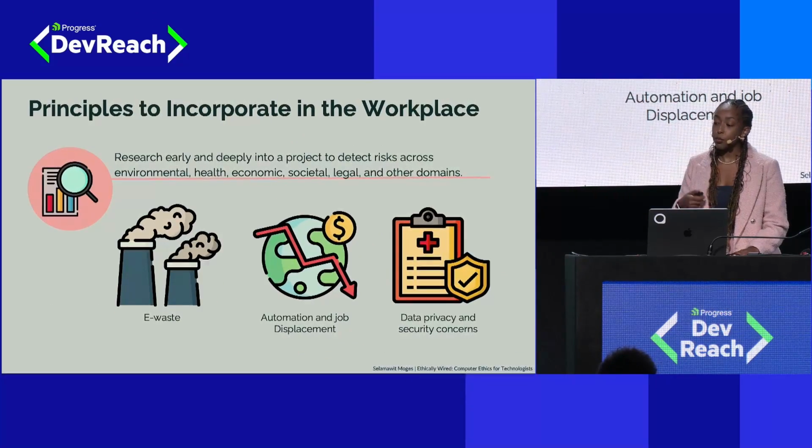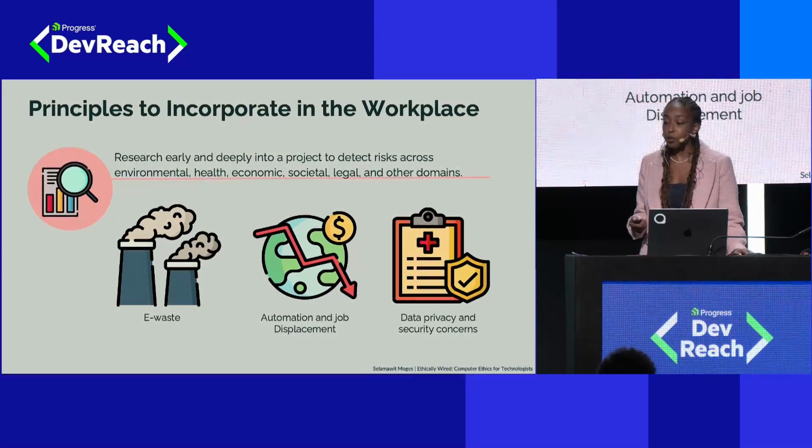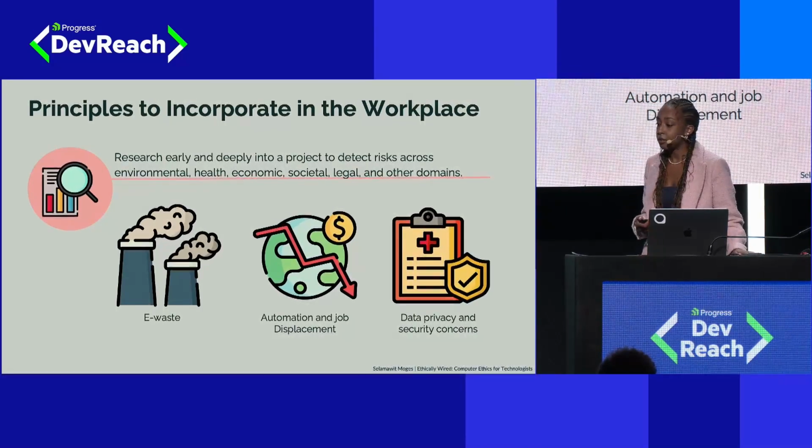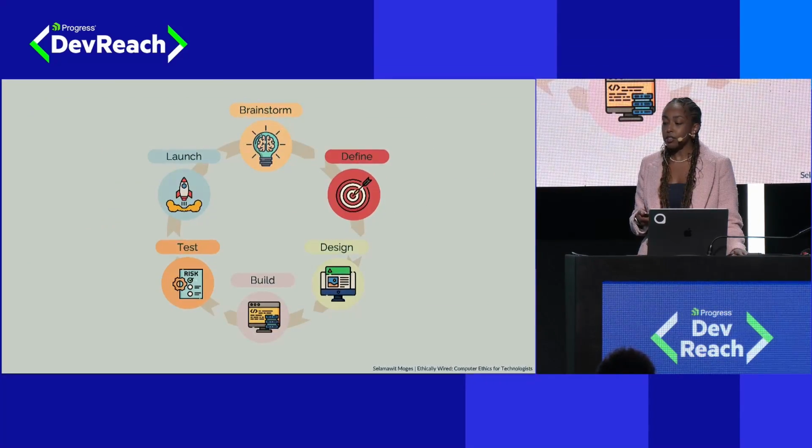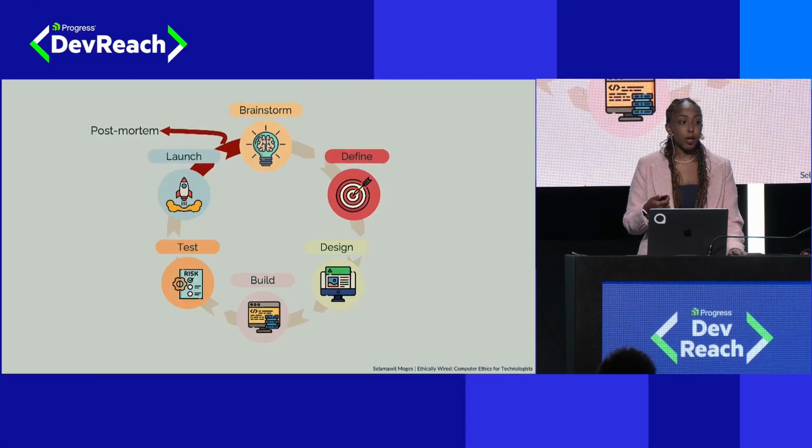Now next, research early and deeply into projects to detect risk across the environment, health, economy, society, and other domains. Tech has already made a lot of negative consequences with the positive, things like e-waste, automation and job displacement, data privacy and security concerns. And when we think about when things go wrong in tech, we mostly discuss these in a postmortem. What did we do wrong? How can we do better? How can we make sure we never do this again?